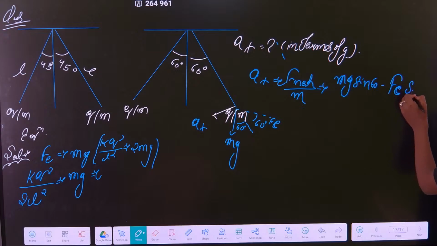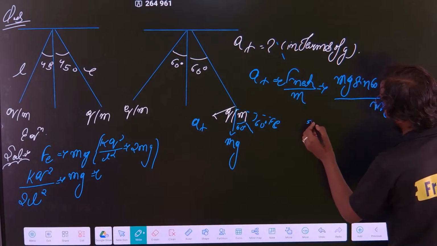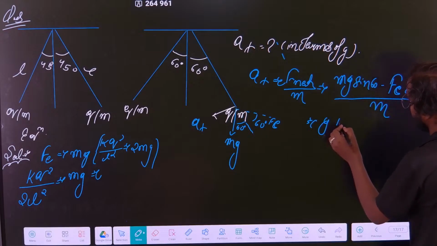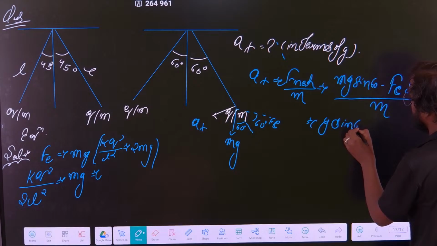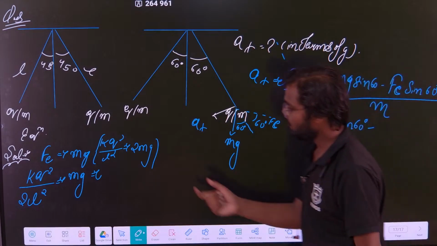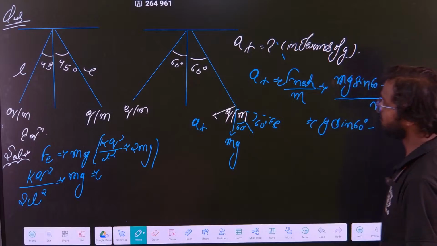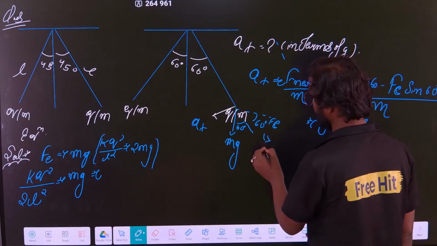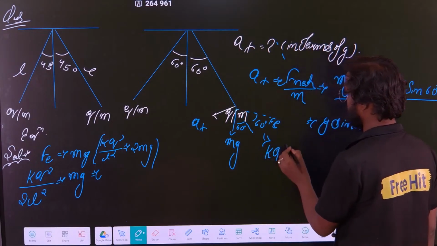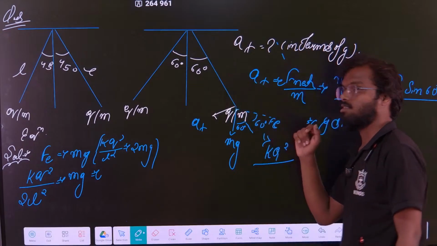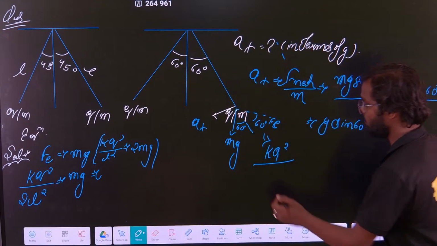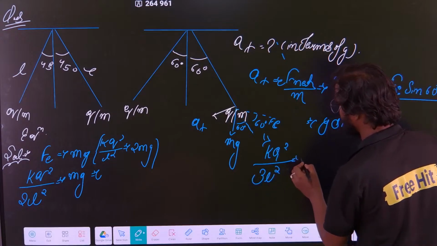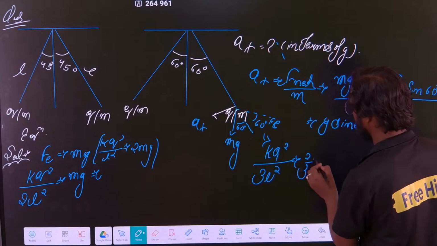So Fe sin 60 degree, correct? M, this will become g sin 60. I will take common. What is the electrostatic force? You can write from here also, that is kq square by 2L sin 60. Sin 60 means root 3 by 2, so this will become root 3 L square, and this can be written as 2 by 3 mg, correct?